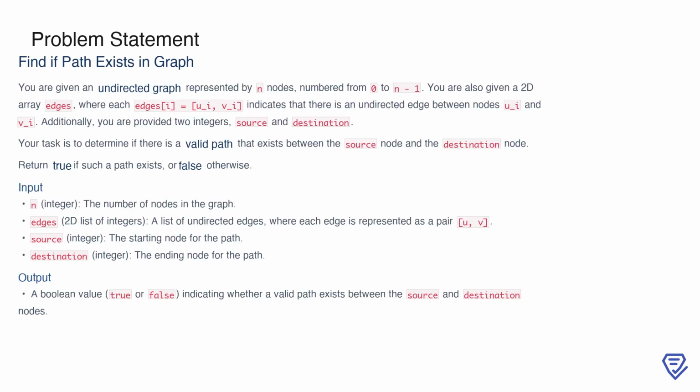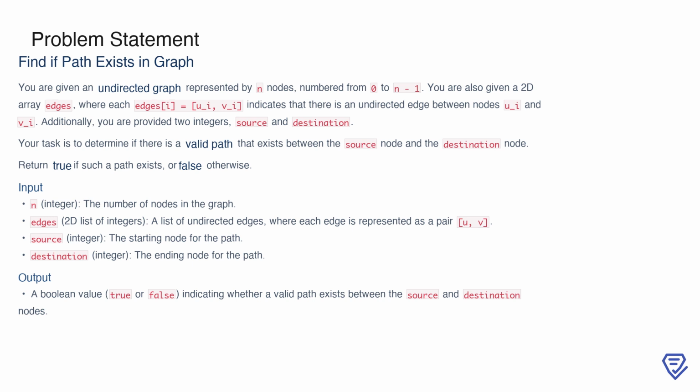In this problem, we are tasked with determining whether a valid path exists between two nodes in an undirected graph. The graph consists of n nodes, labeled from 0 to n-1, and it is represented using a 2D array called edges. Each pair in edges defines an undirected connection between two nodes. Additionally, we are provided two specific nodes, source and destination, and our goal is to check if we can traverse from the source node to the destination node, following the edges of the graph. The output will be a Boolean value, true if such a path exists, and false otherwise.